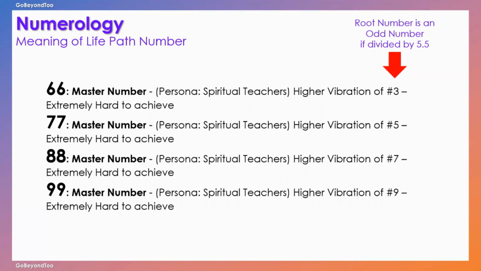Note that these numbers are rooted in odd numbers. So divide 66 by 5.5, you end up with number 3, or number 5, number 7, number 9. So they're all spiritual teachers. Of course, these are the extremely hard to achieve numbers because of the heavy responsibilities.